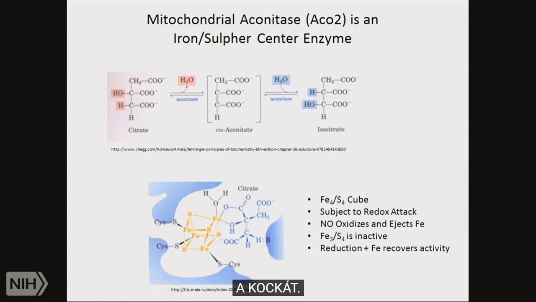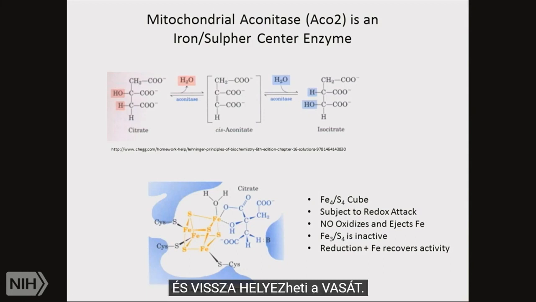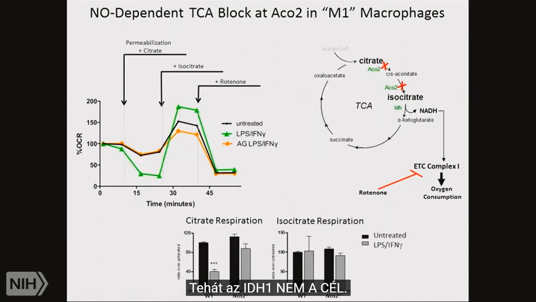And in fact, then you can go back, take that aconitase, add in iron and reducing agents, and fix it and put the iron back in. So it was a really good target. And in fact, when we looked, we find that the stimulation turns off aconitase activity, and that requires NO. So if we block it with immunoguanidine, it all goes away. So IDH1 is not the target. This is redox biology hitting aconitase.